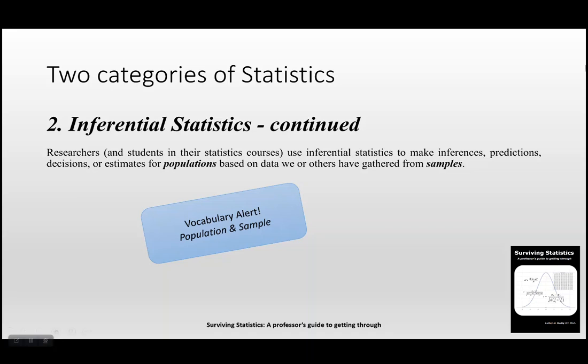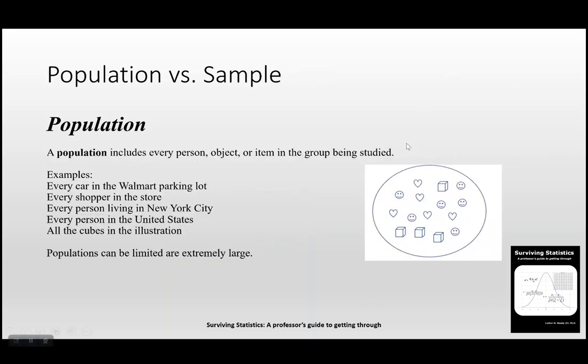Well, we gather the information about populations from samples. And so we're going to be talking a little bit about the difference between a population and a sample. A population is every person or object or item in the group that you are interested in. So as an example, a population could be quite small, but it also could be quite large.